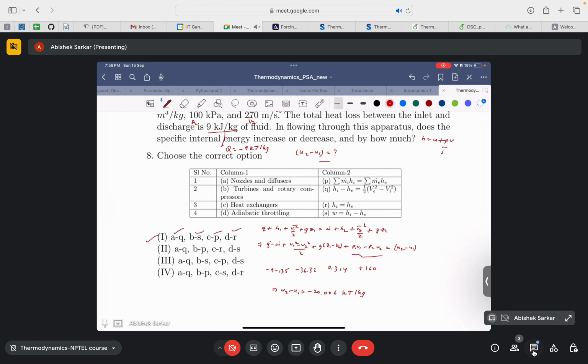Is it clear? It's a simple match the following for the steady flow energy equation for the concerned devices. You can just recall it. That's fine. So is it correct? Is it fine?